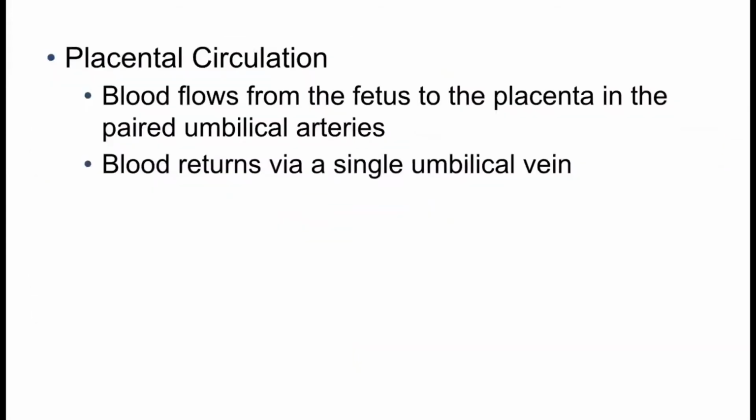So you get placental circulation. Blood flows from the fetus to the placenta in paired umbilical arteries. Remember, arteries flow in what direction? They flow away from the heart, right? So the umbilical arteries flow from the fetus's heart back towards the maternal blood supply, back towards the placenta. So you have two paired umbilical arteries, and then blood returns in a single umbilical vein back to the heart of the fetus.